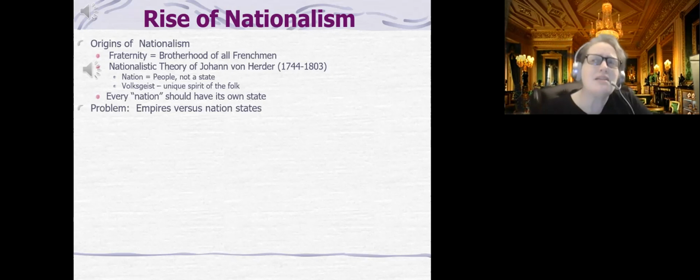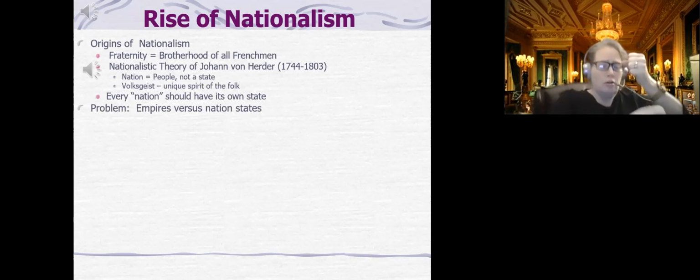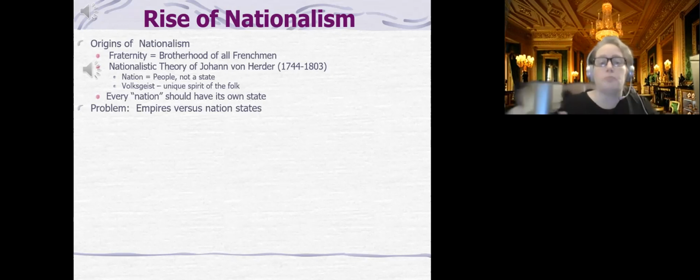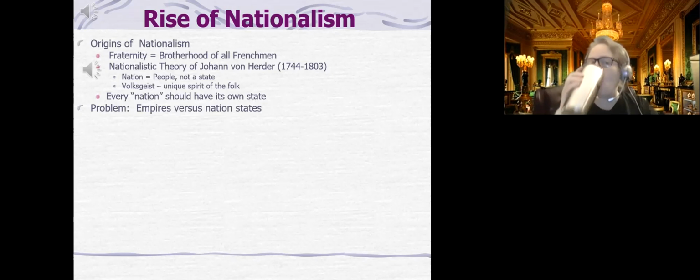Because the reality was that much of Europe was not nation states where you had one language, culture group per political entity. Okay, that's not how it worked. It's not how the United States works now. And quite frankly, if you look at France now, it doesn't work that way there either. And it certainly didn't work in places like Russia or the Austro-Hungarians or the Ottomans.